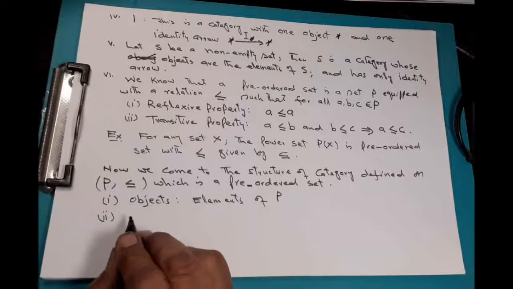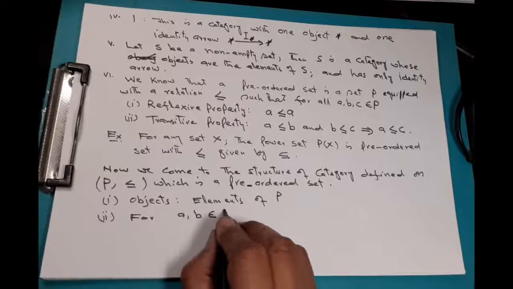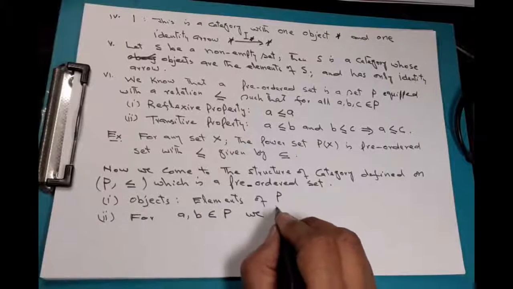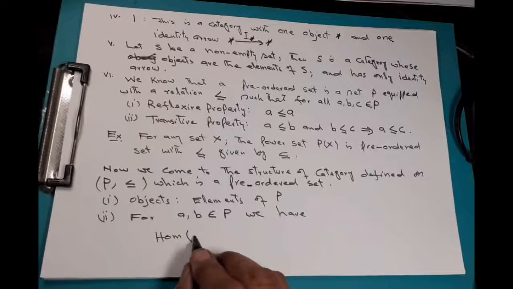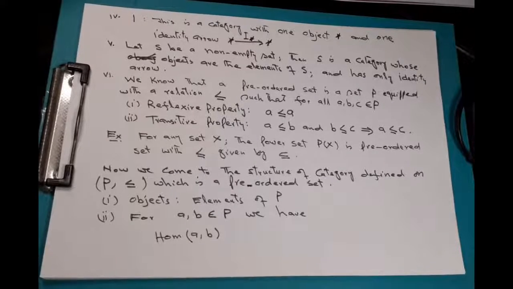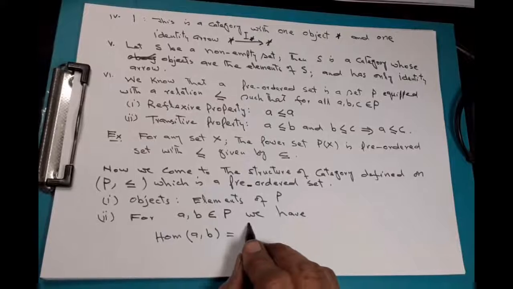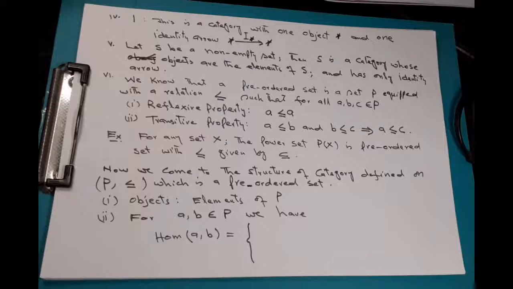For A, B belonging to P, that is A, B are objects of this category, we have hom(A, B), that is the collection of morphisms from A to B. So this is equal to, now note it very carefully, hom(A, B) will contain one element if A is contained in B, and if A is not contained in B, in that case hom(A, B) is empty.